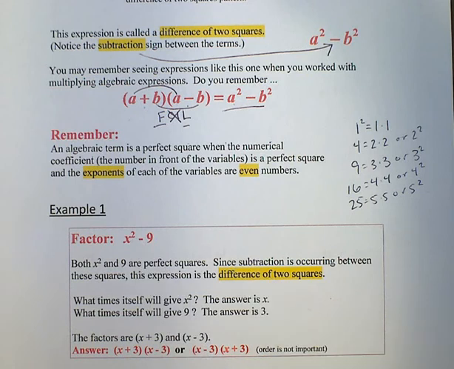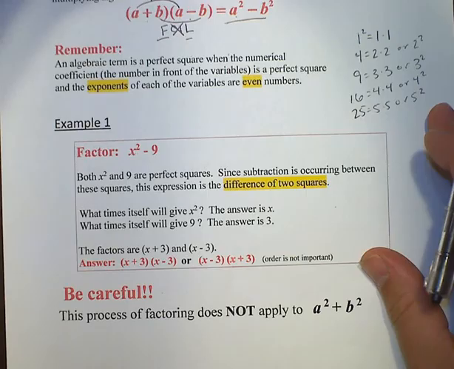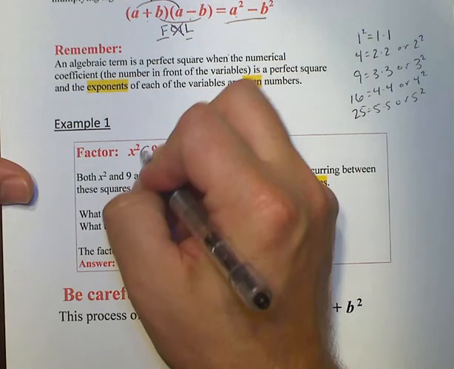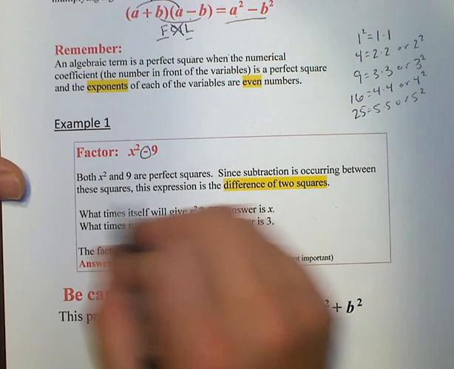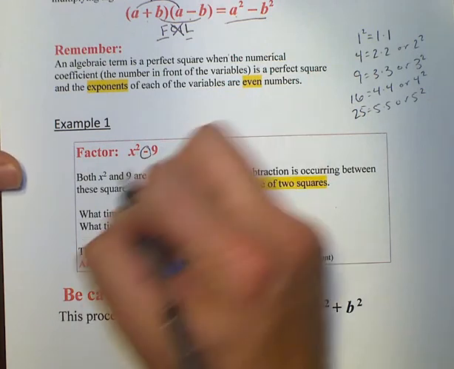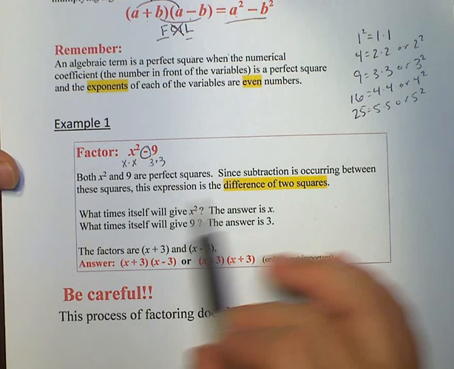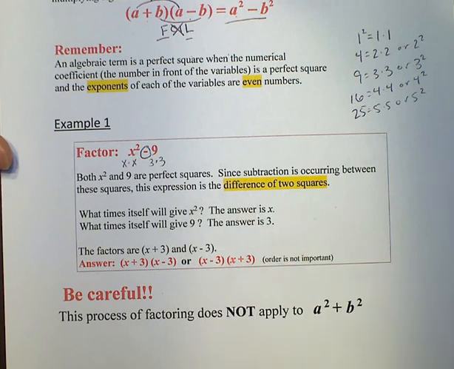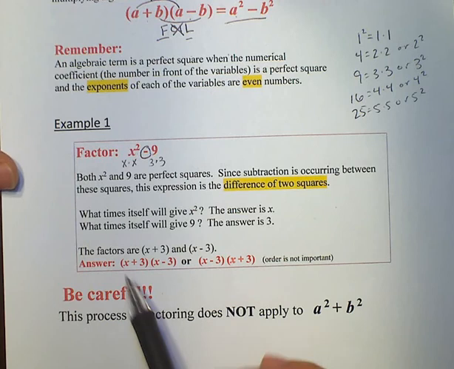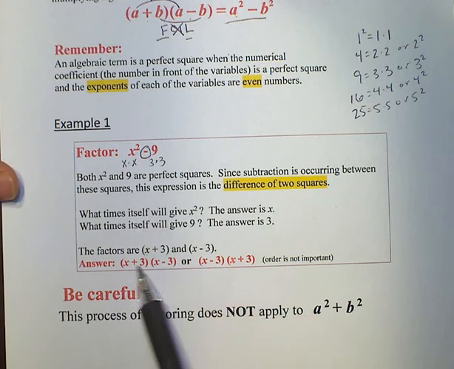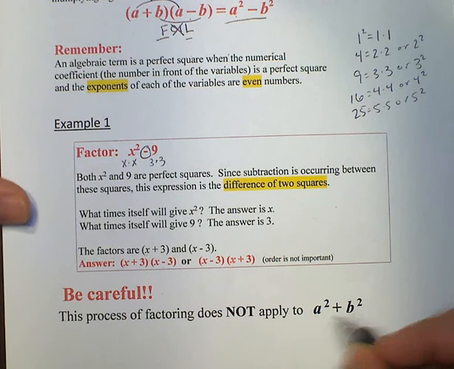So if I have x squared minus 9, I want to look for two important things. The first thing is that I have a minus there. Since subtraction is occurring between these, I'm good. And then x squared is really x times x. 9 is really 3 times 3. So this is a difference of two squares. When I have that, I write x plus 3 and x minus 3. So I rewrite one of my factors, I rewrite the other one. One gets a plus, one gets a minus. Important thing here, be careful: if it has a plus there, this does not work.